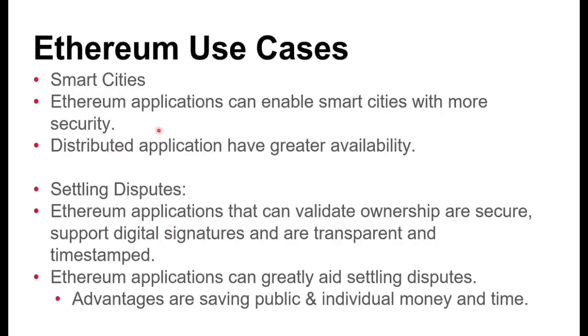Smart cities. So smart city applications such as determining when lights should be turned green, when lights should be turned on, when green lights should be set to steady, can all be run through a blockchain in a much more secure type of environment. Also settling disputes, obviously validating ownerships, validating transactions with digital signatures. That type of transparency is all very desirable for settling disputes.